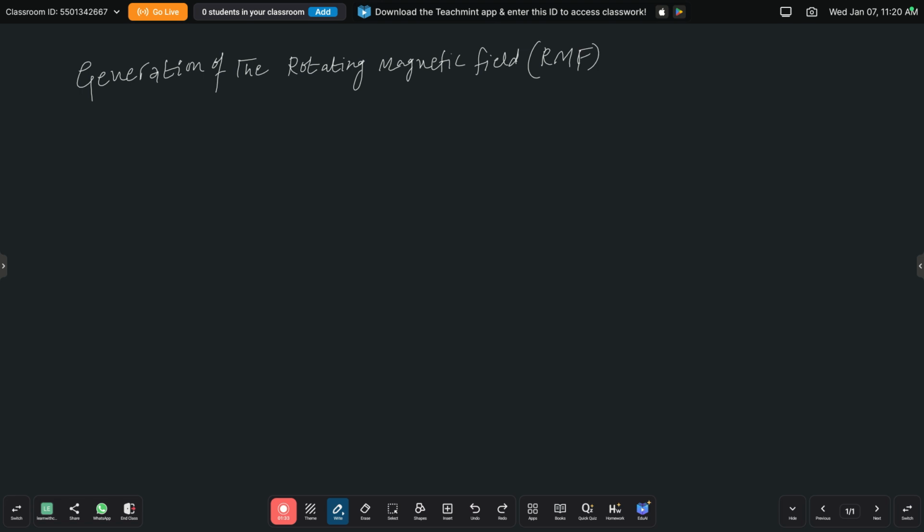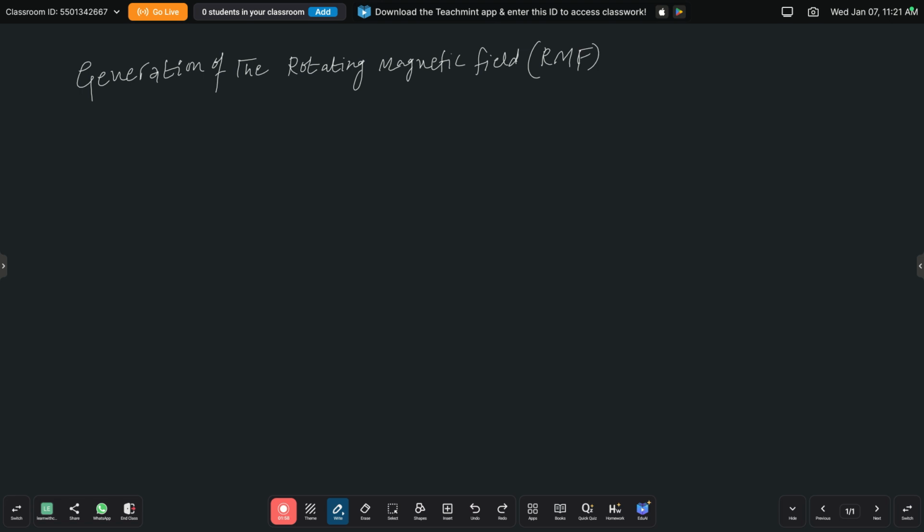First of all, we have to produce the flux. After that, the flux has to rotate. First, what is the condition to produce the flux? Whenever current is flowing through a conductor, flux will be produced. That is the production, or generation, of the magnetic field.